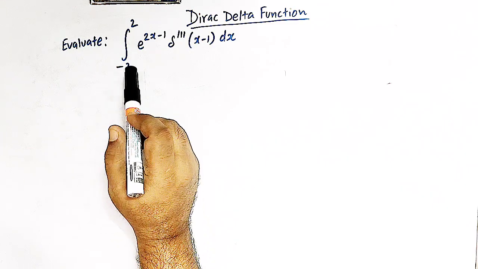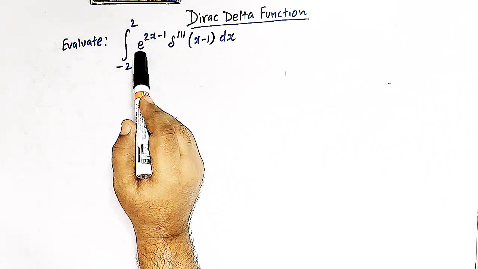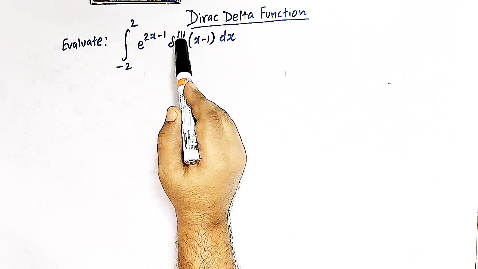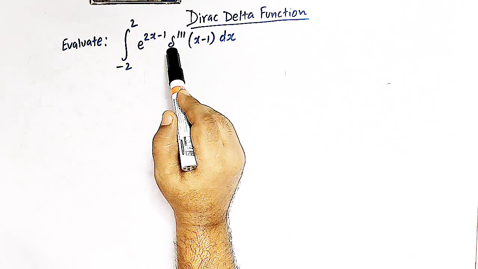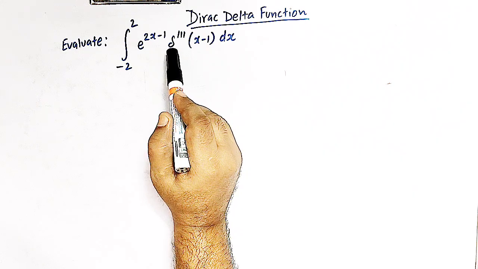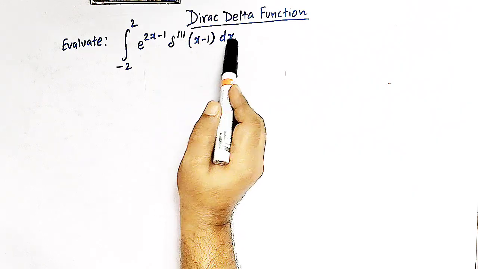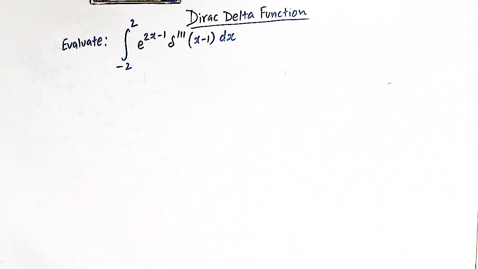So we have to evaluate this integral that is from minus 2 to 2, and we have e raised to 2x minus 1, and here we have the third derivative of delta function, that is delta triple prime x minus 1 dx, right? So we'll see how we can evaluate this integral by making use of the derivative property of Dirac delta function. So let us start.